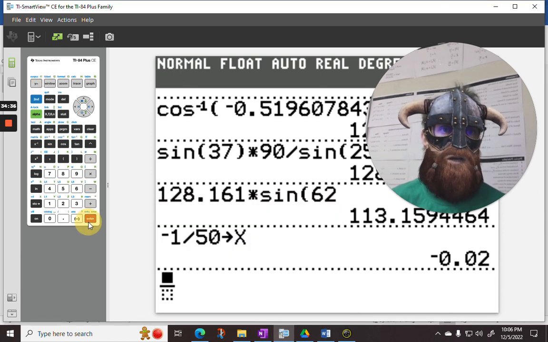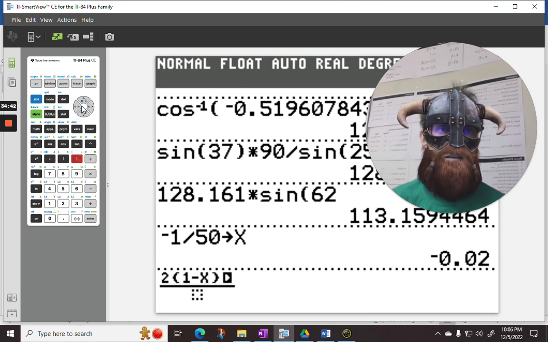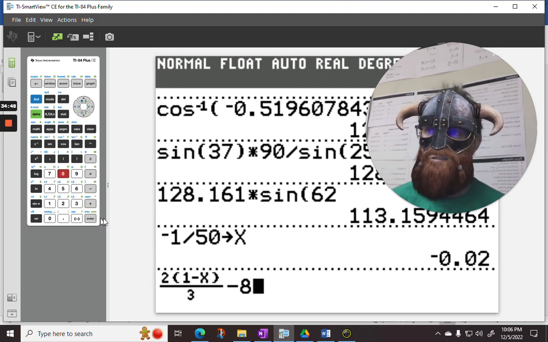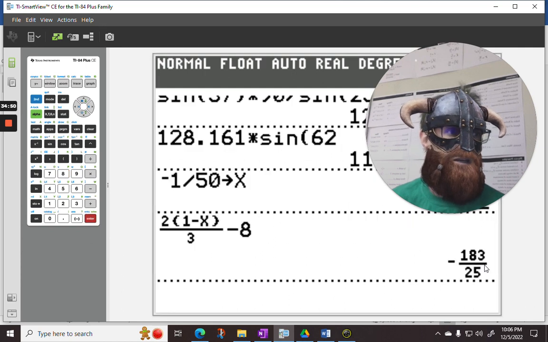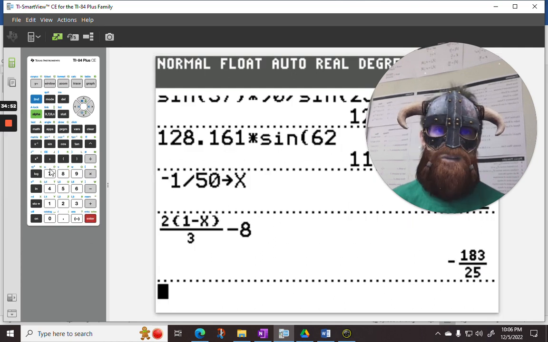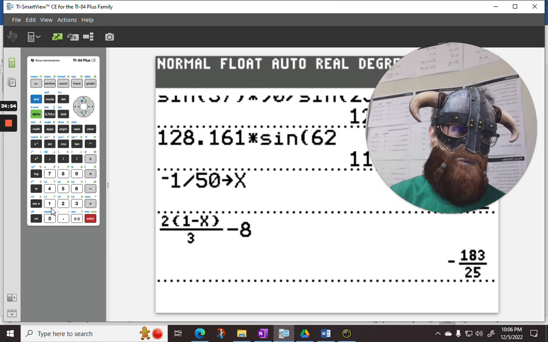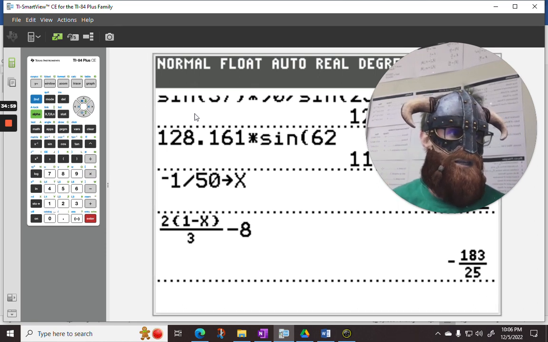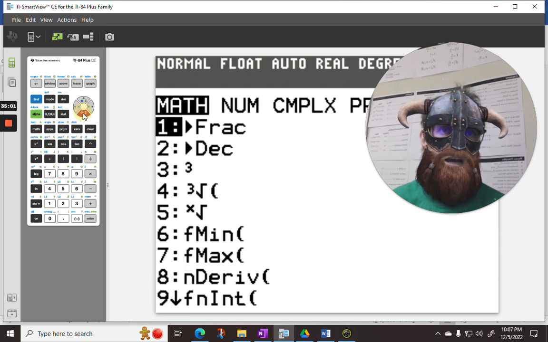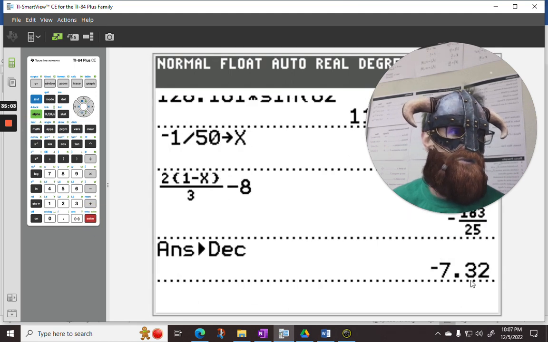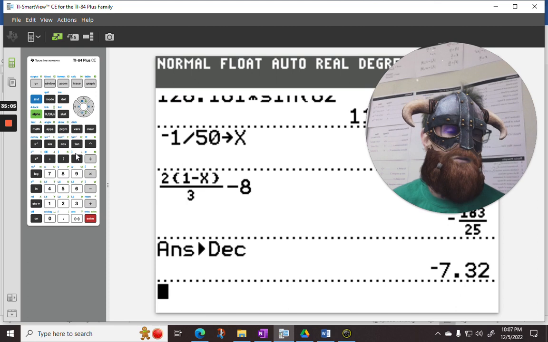So the equation on the left side is 2 bracket 1 minus x bracket over 3, minus 8. If you hit the fraction button, it makes this a lot easier. Hit enter. So I get this weird fraction here. I just want to make sure the other side ends up being that weird fraction. If you get a decimal, make sure it's the same decimal. If you want to see what that is as a decimal, you could go math, change it to a decimal. So it's negative 7.32.